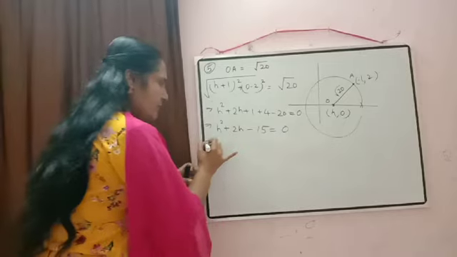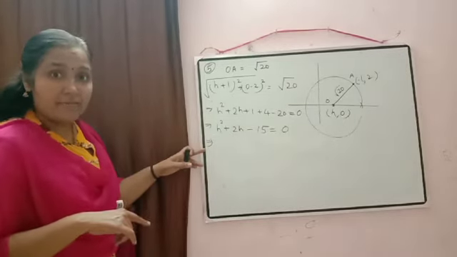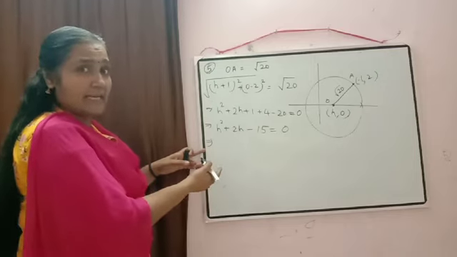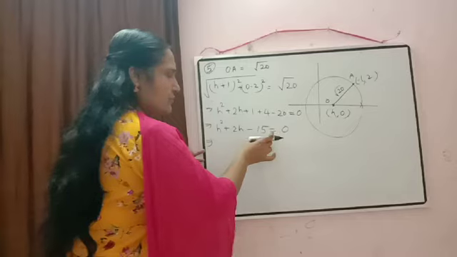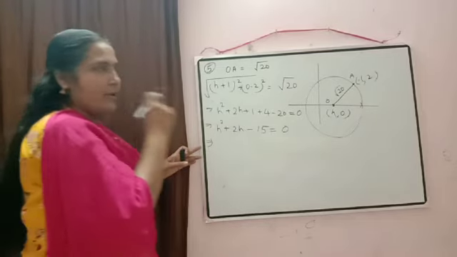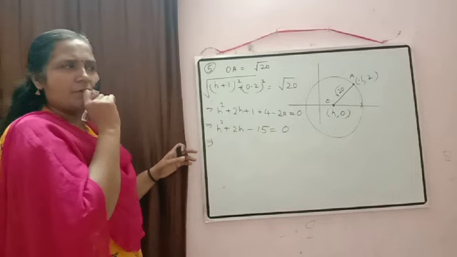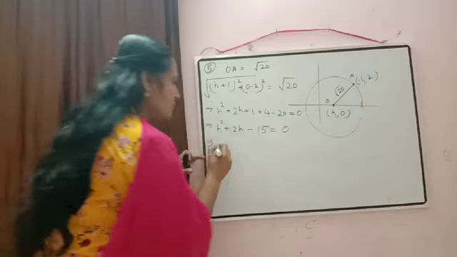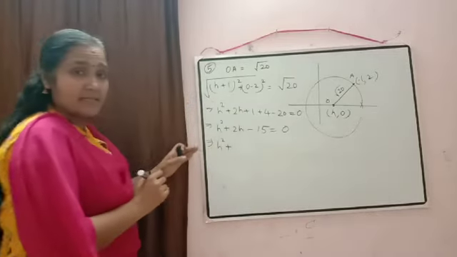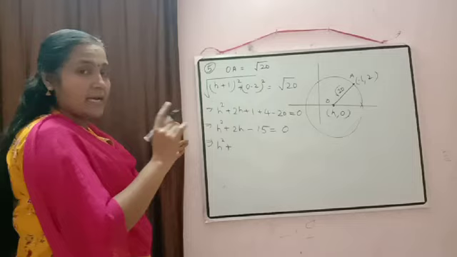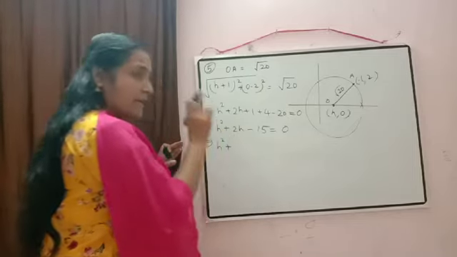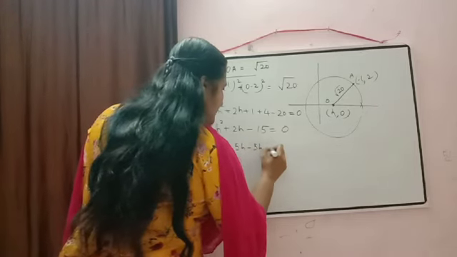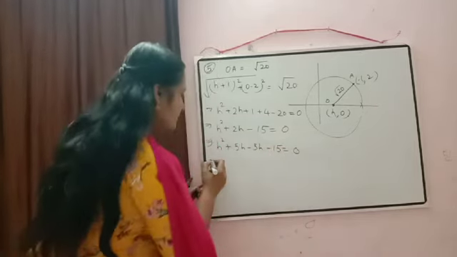So either you can find out the value of h by the prime factorization method or using the quadratic formula. I am using the splitting the middle term method. Okay. So we need two numbers whose sum should be equal to 2 and product should be equal to minus 15. What are the two numbers? 5 and 3, correct? Since our sum is positive, the greater number should be positive. So we will write h square plus 5h minus 3h minus 15 is equal to 0.